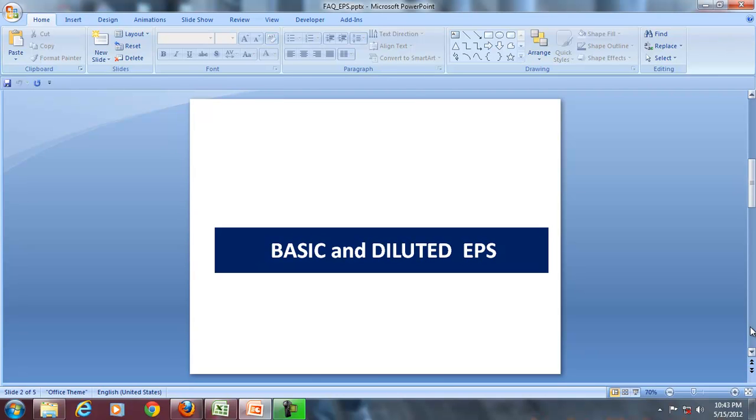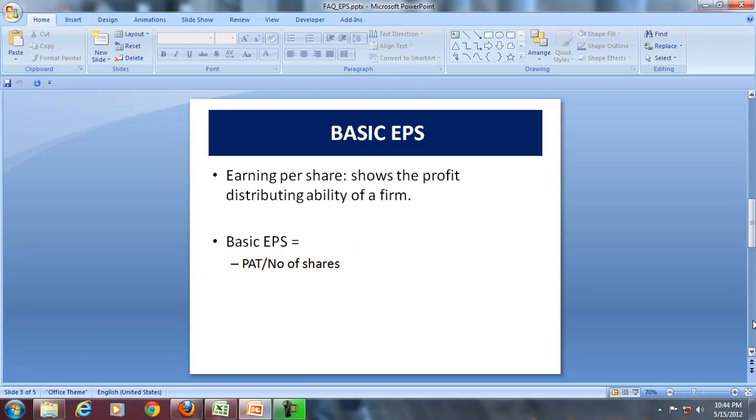The calculation of EPS is governed by the accounting standards, so it is mandatory that every listed company shows the EPS on their financial statement. Earning per share, or EPS, shows the profit distributing ability of a firm. It shows the amount available from the current profit attributable to the equity shareholders. So EPS is equal to the profit after tax divided by number of shares.